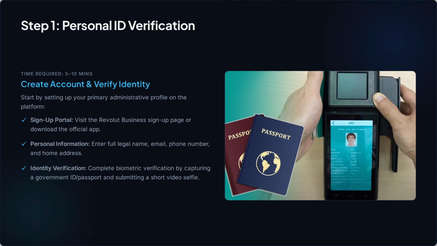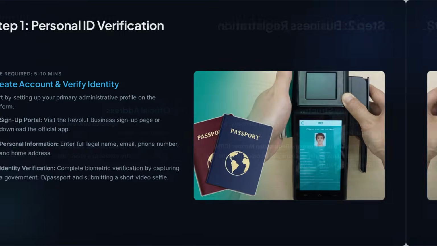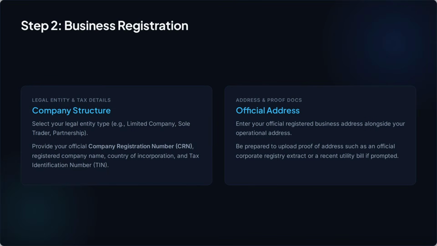So you need to go over to the sign up portal, visit the Revolut business sign up page, or download the official app. Now once any of these are open, you need to enter your full legal name, your email, your phone number, and home address. And then after that, you'll need to complete a biometric verification by capturing a government ID or passport and submitting a short video selfie. After that's done, you need to focus on your company structure and official address.